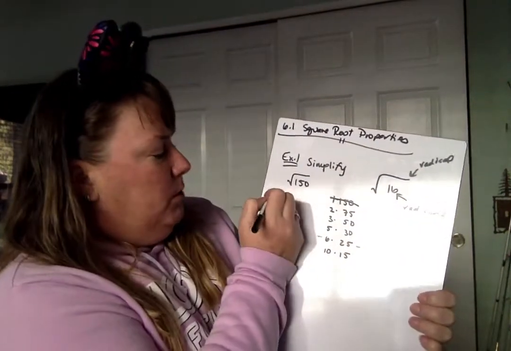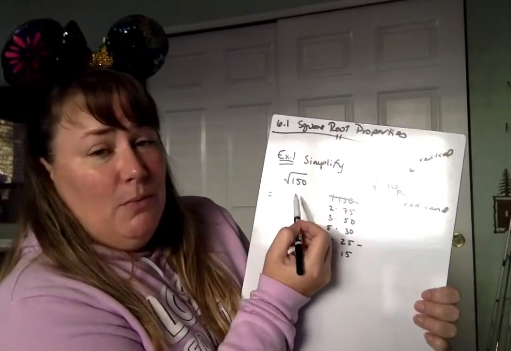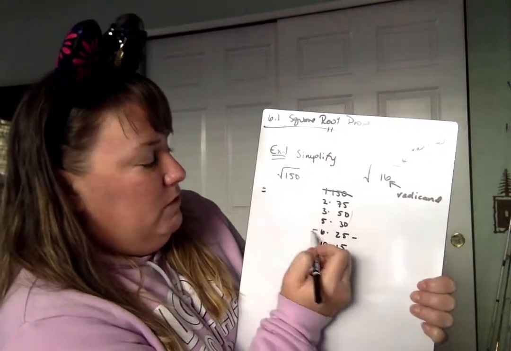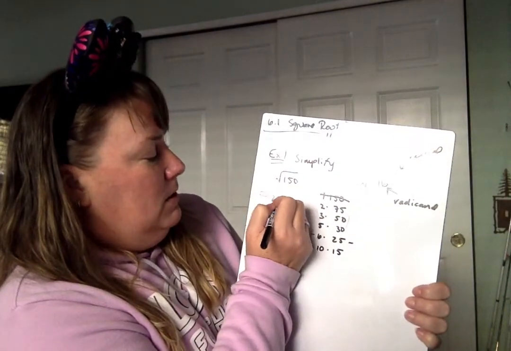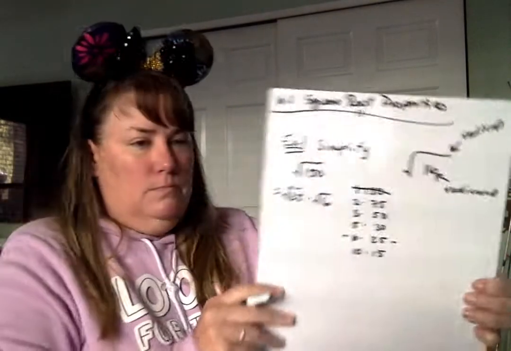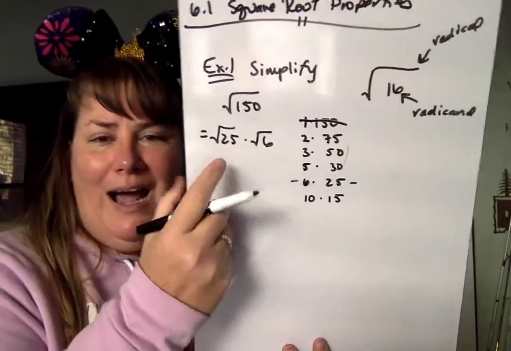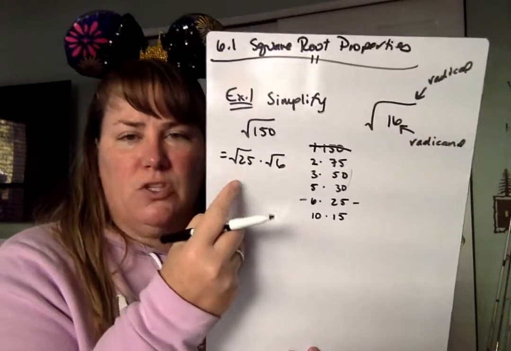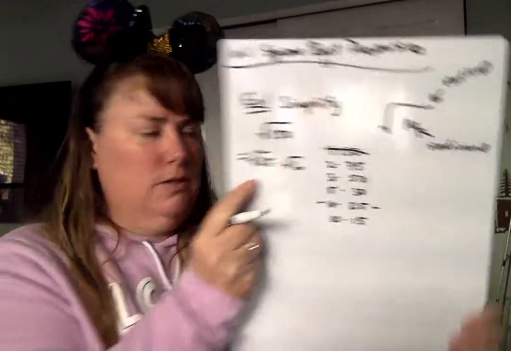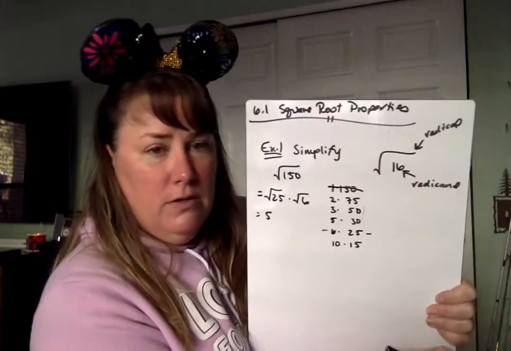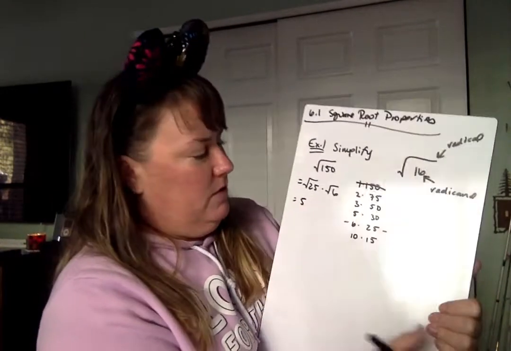So here's what we're going to do. We're going to break it down. So if it's put together, now we're going to take it apart. So it's going to be the square root of 25 times the square root of 6. You could put 6 first, or you could put 25 first. Doesn't matter. I like my kids to put the perfect square first because you can simplify this faster. So we're going to simplify the square root of 25, which is 5, because 5 times 5 is 25.